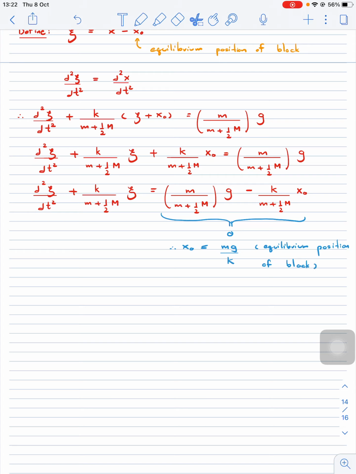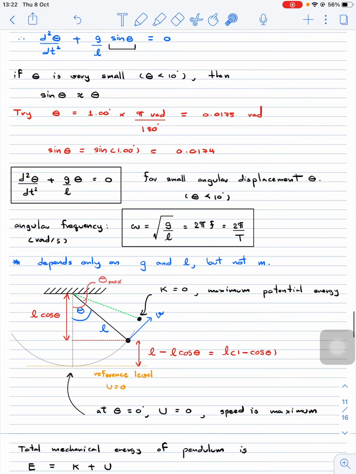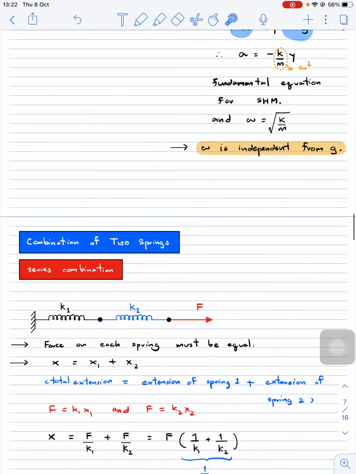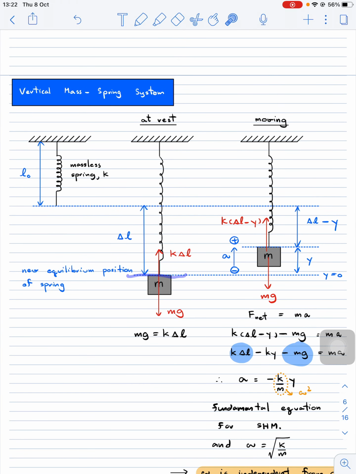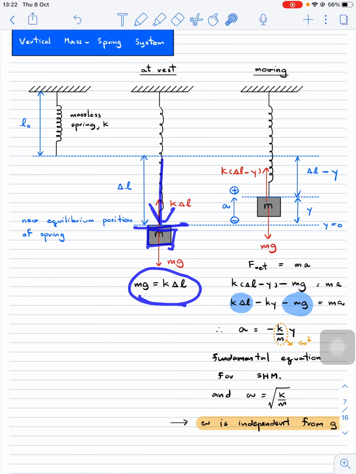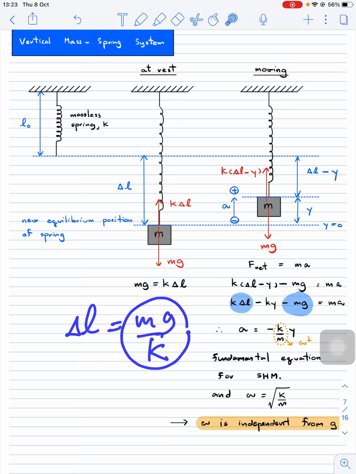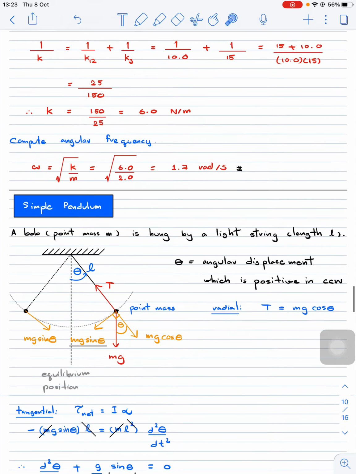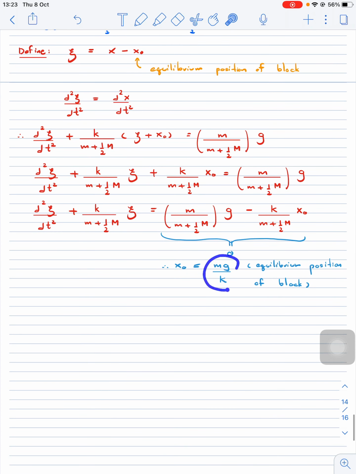Actually, you have seen this type of thing already from the vertical spring mass system. Generally we have the spring hanging vertically, and if we put the mass on one end of the spring, the spring will extend in this direction, and this will be the new equilibrium position. So we get mg equal to k times delta L, or delta L equal to mg over k. This extension of the spring is the new equilibrium position of the block. So we got the same thing here, mg over k.